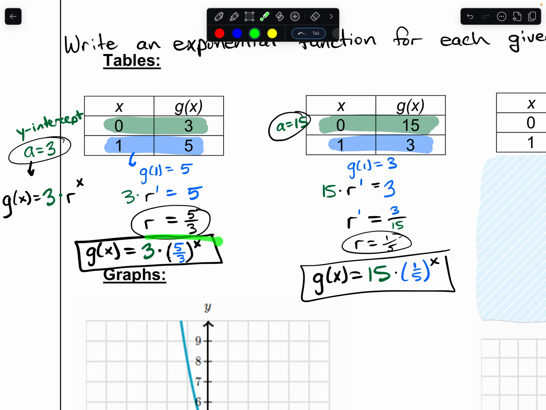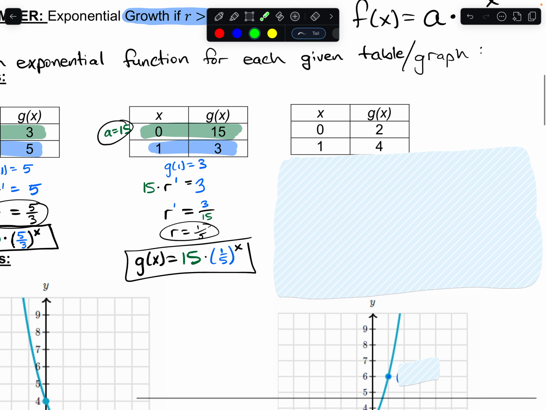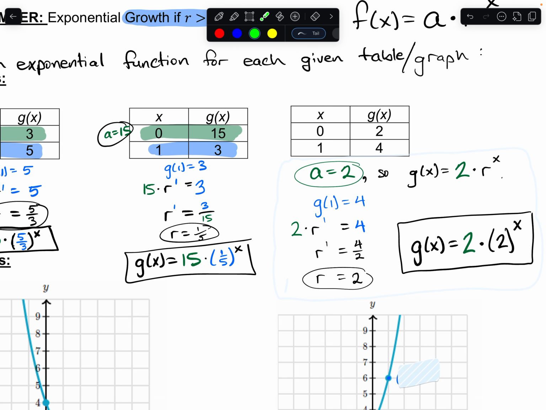So we have one function that represents growth, because r is bigger than 1. Another function that represents decay, because r is less than 1. All right, try this last table on your own, and then come back and check your work. Okay. Hopefully you found that the initial value, the y-intercept, is 2. And our growth factor is also 2. So your function should look something like that.